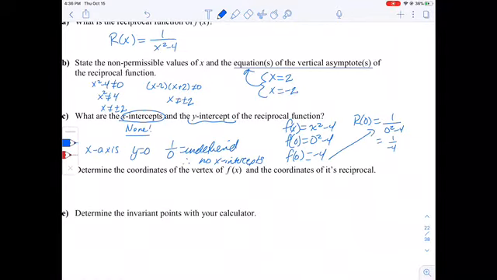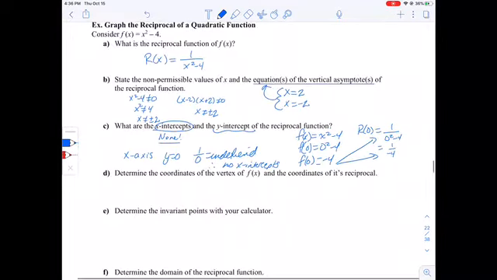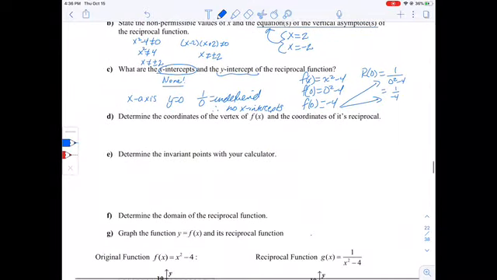So I didn't necessarily have to do the math there. I could have just jumped right to the conclusion that my original was negative 4, my reciprocal is going to be negative 1 over 4. Because of course the 0 does not change, it's just the y coordinate.